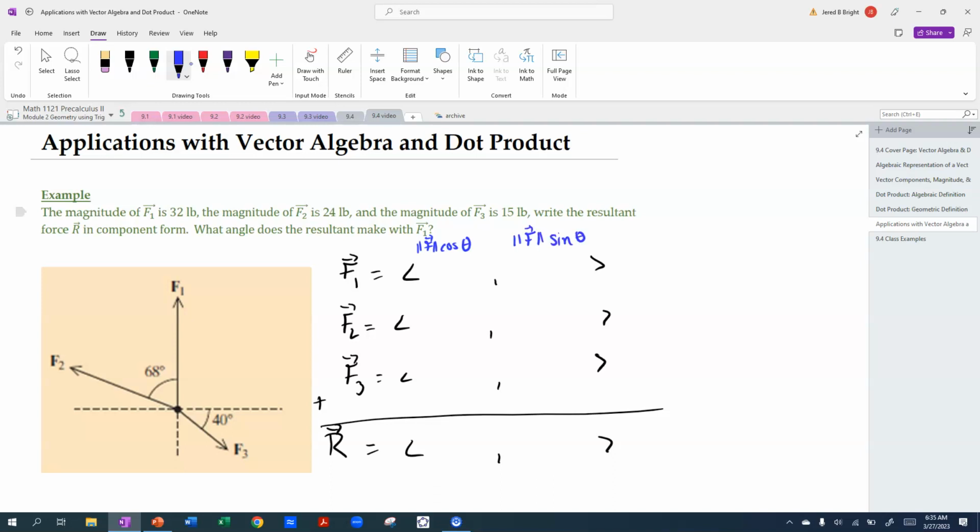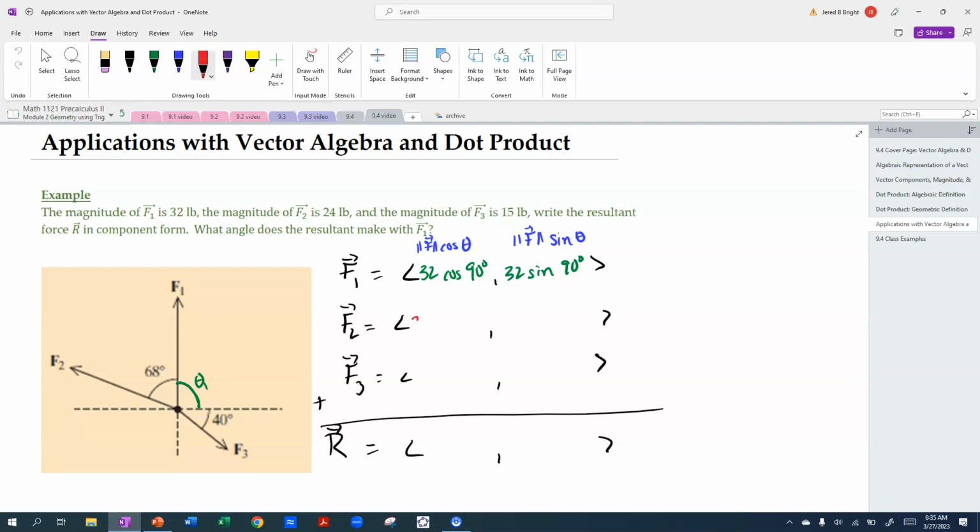So for force 1, I believe the magnitude is 32, cosine of, and then here would be the angle for force 1. That's just 90. Oh, that's easy. And then 32 sine of 90. That isn't too bad. What about force 2?